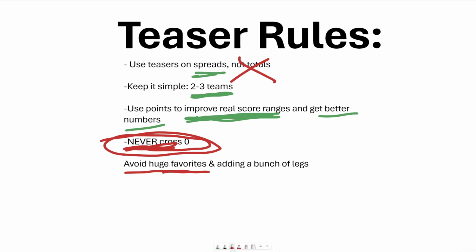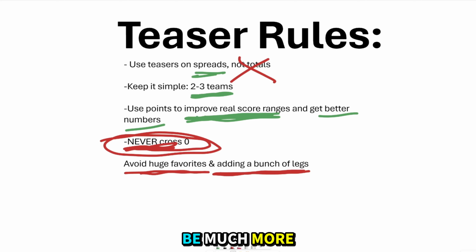And avoid huge favorites and adding a bunch of legs. Every single leg that you add, the higher risk this bet's going to become. Yes, you're going to get a higher payout, but you're going to be much more consistent and be able to pull a better profit over time if you're playing these safer legs and not doing 4, 5, 6 leg teasers.